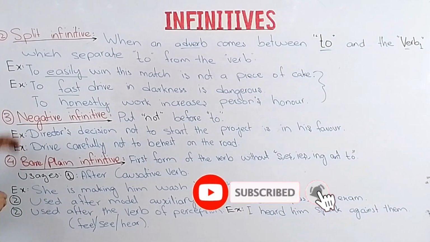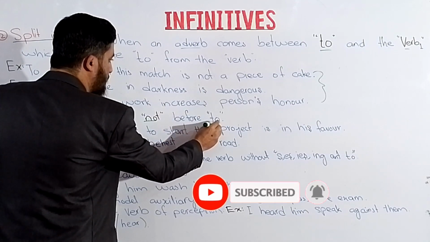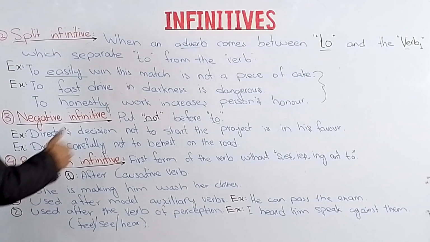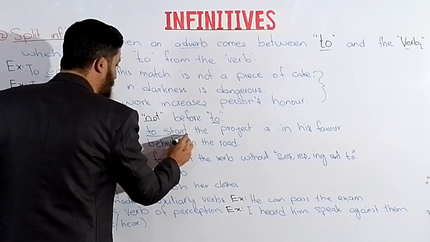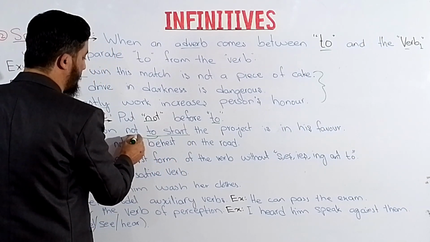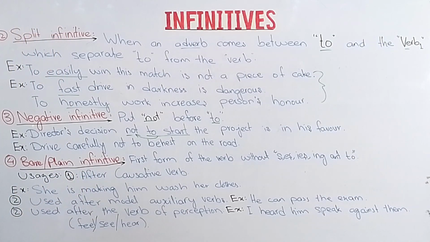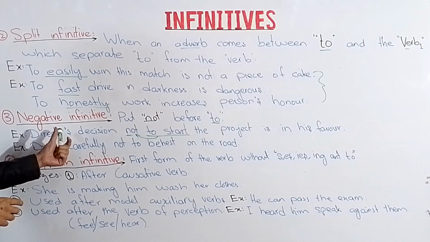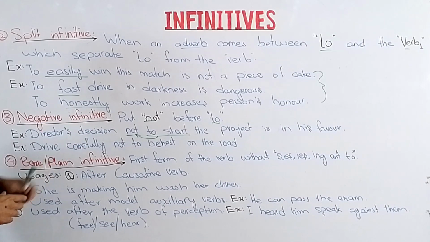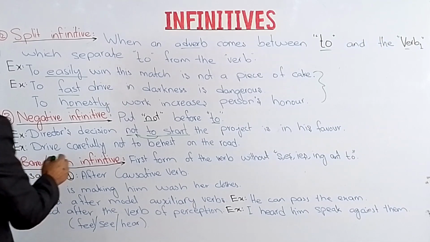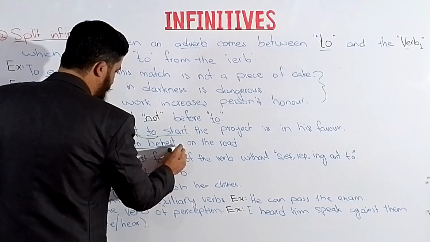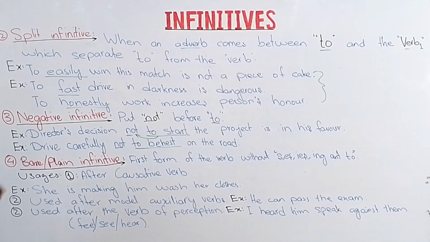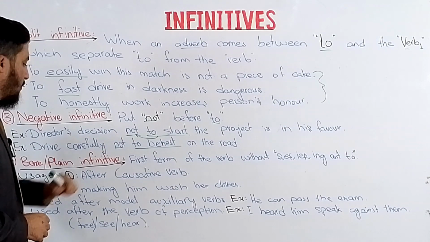Then comes the negative infinitive. Always put not before to. जब फुल इन्फिनेटिव से पहले नॉट के इस्तेमाल से it becomes negative. Like for example, director's decision not to start. So before the full infinitive we have used not: not to start the project is in his favor, ठीक है. डायरेक्टर का जो डिसीजन है, फैसला है कि प्रोजेक्ट स्टार्ट न करना, उसके फेवर में जाता है, उसके फायदे में जाता है. There comes the drive, to drive carefully, or drive carefully, sorry, not to be hasty, जल्दबाजी ना करें रोड पे, ठीक है, आराम से गाड़ी चलाएं ताकि जल्दबाजी ना करें रोड पर.